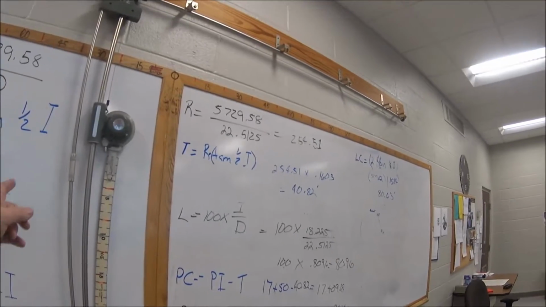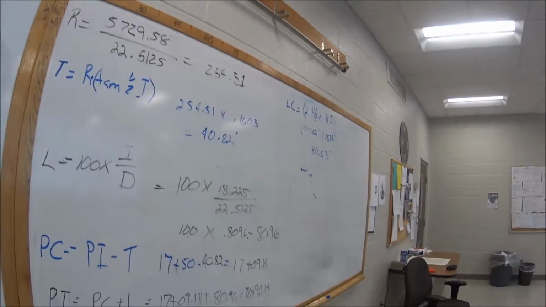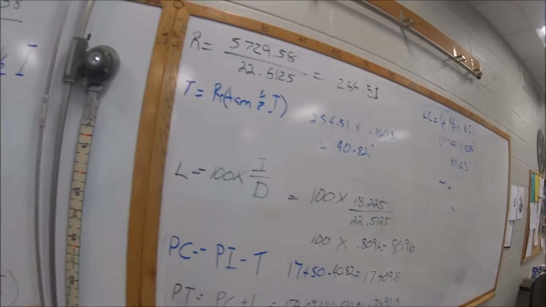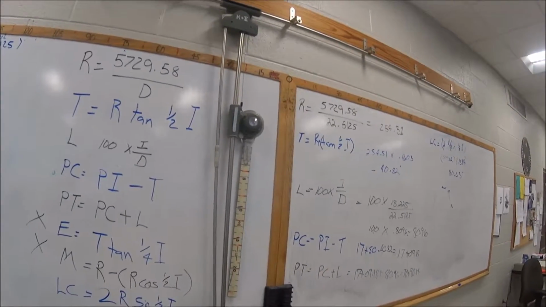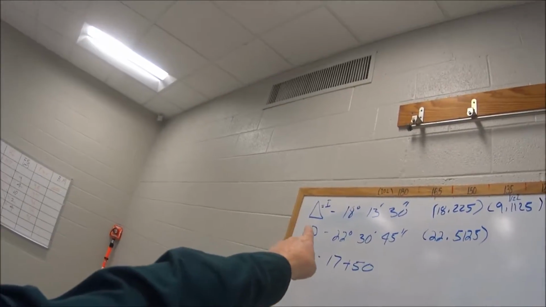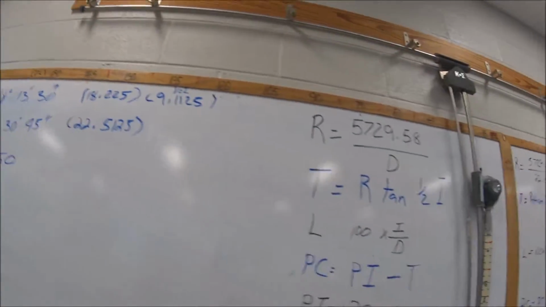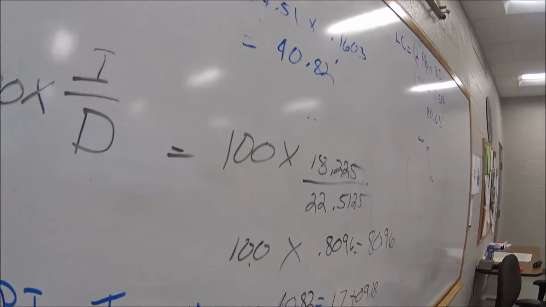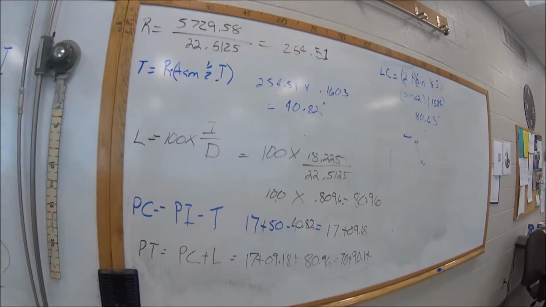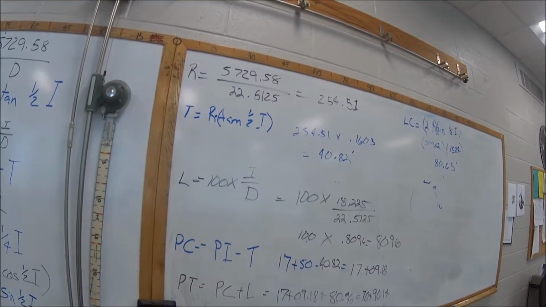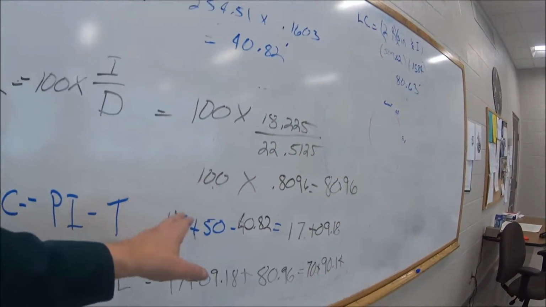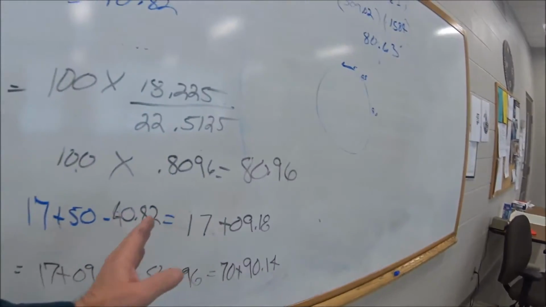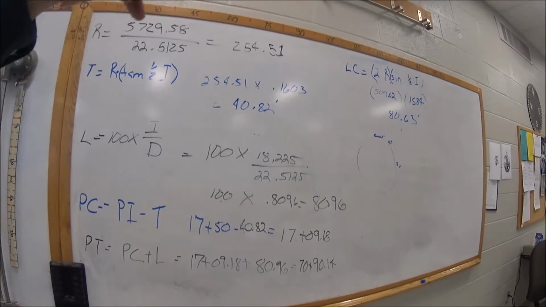Then we're going to get the L. The L, remember, is the length around the curve, not straight across. It's not this, okay? So we're going to do L. Do 100 times I over D. And remember, I is going to be your delta. And remember, do not use 1/2 I for this. Use the 18.225. 18.225 divided by 22.5125, which is your D, or your degree of curve. It's going to equal 0.8096. Multiply that times 100, and we got 80.96. That is the length around the curve, okay?